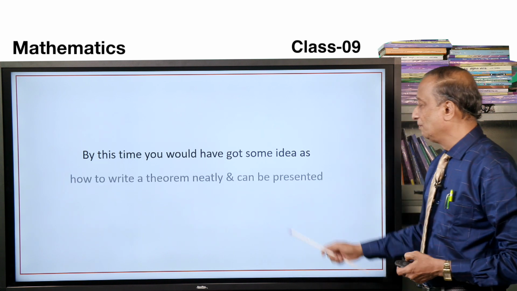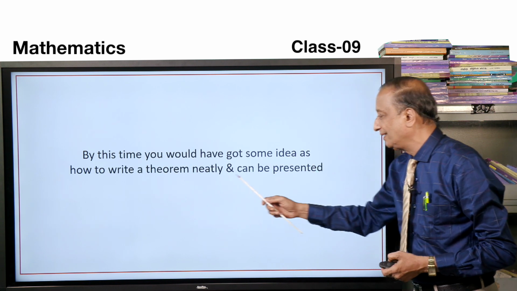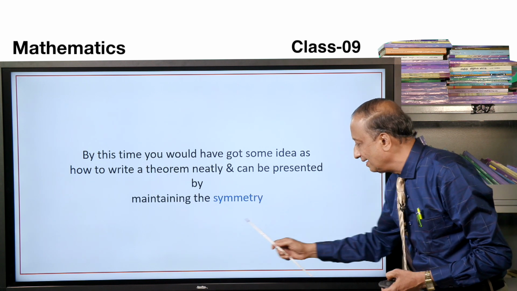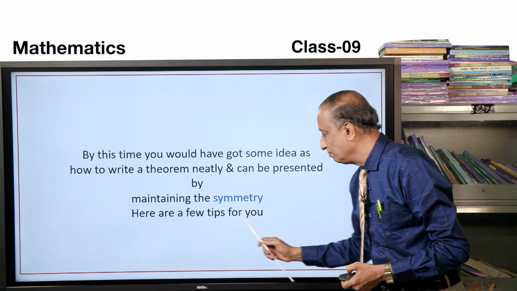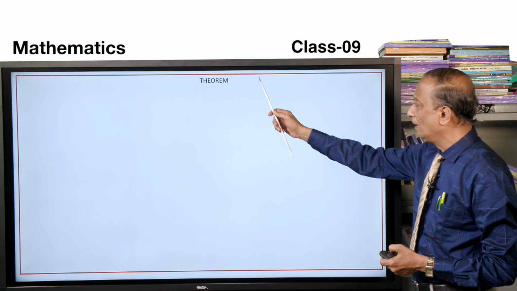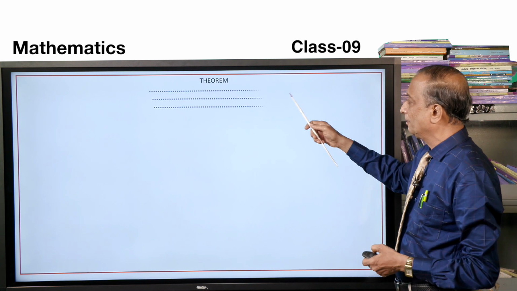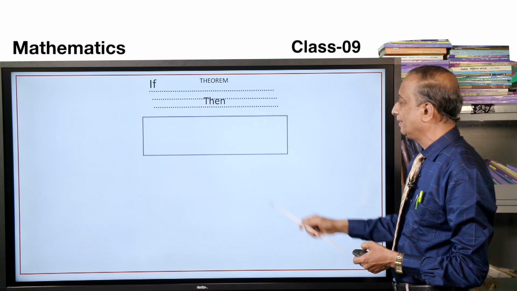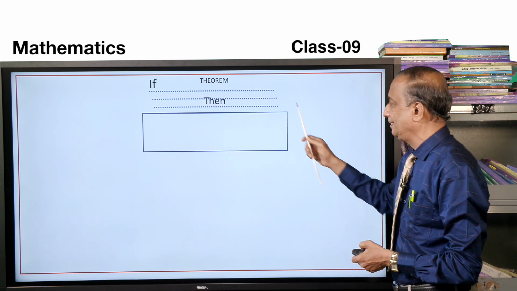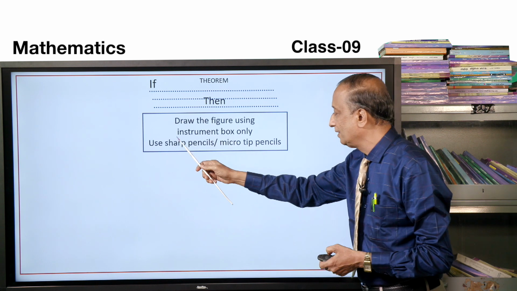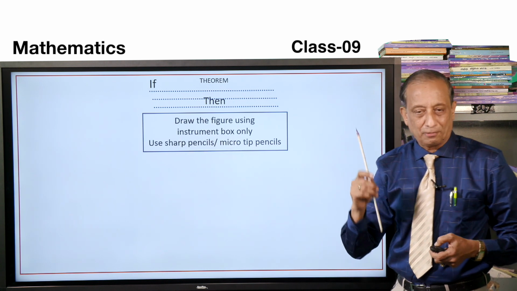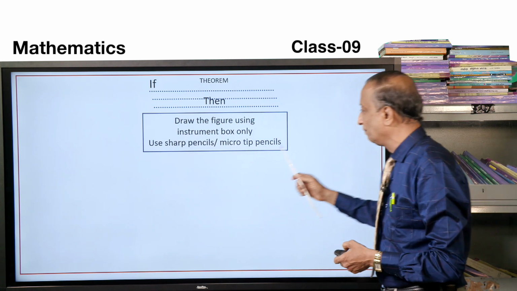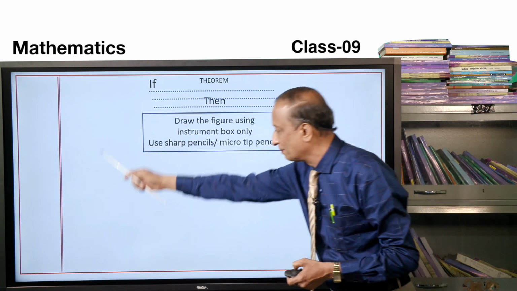By this time, you would have got some idea as to how to write a theorem neatly and present it by just maintaining the symmetry. Here are a few tips for you, children. Always write the theorem at the top of the page, make 2 different paragraphs, one for data, another for theorem. Write the figure at the center of the page using a sharp pencil, okay, protractor, scale, compasses, everything, and have a beautiful outline like this. And this is our margin.